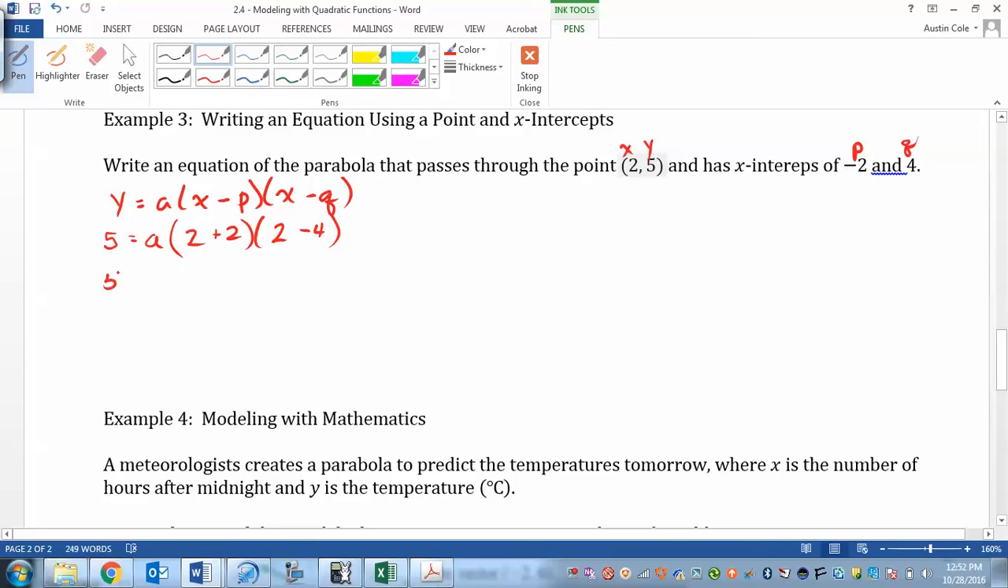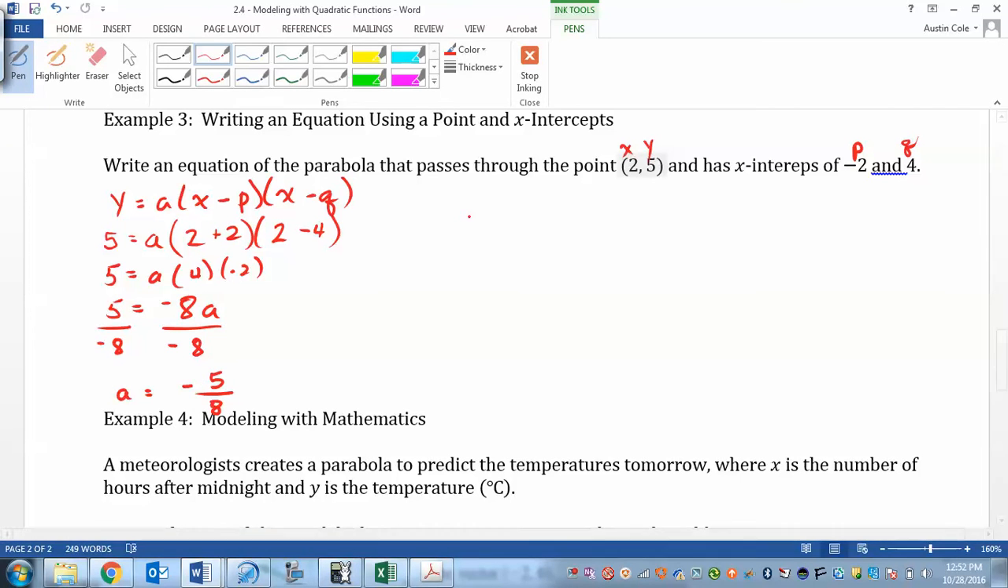So this will be 5 equals a, and this is 4, this is -2, right? So now 4 times -2 is -8. So I get -8a equals 5. And then I can divide both sides by -8. And a equals -5/8. So there is our a value.